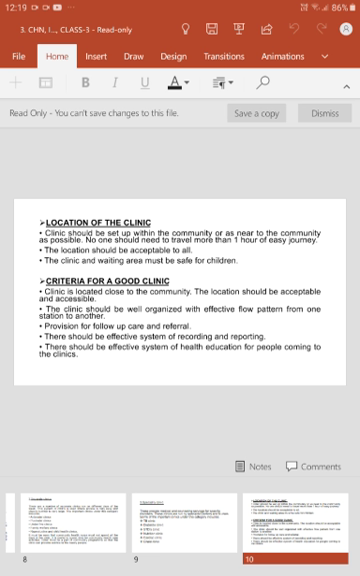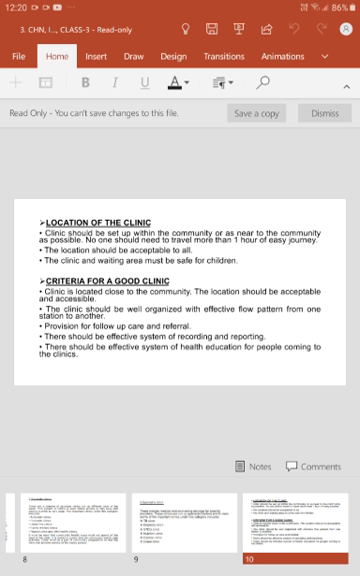Third is provision for follow-up care and referral. Everybody should come for follow-up care services and referrals. If you visit the general clinic here, they may refer you to a higher specialty clinic as well, and the community people should accept and go. That's the main thing for a good clinic.